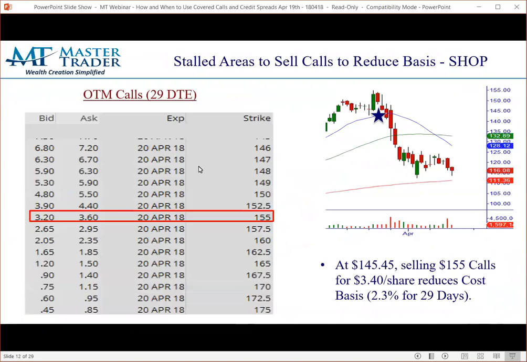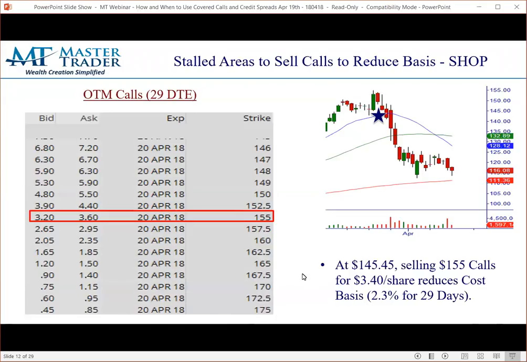Now, same as we did on Amazon, this star is where we sold the call. And let's look at the math on this one. Again, I'm just eyeballing it here. So if the stock is here at 145 and change, and I am willing to sell a call option 29 days to expiration, agreeing to sell my SHOP shares at $155 a share. Look at the quotes here, $3.20 by 3.60, and that's per share.